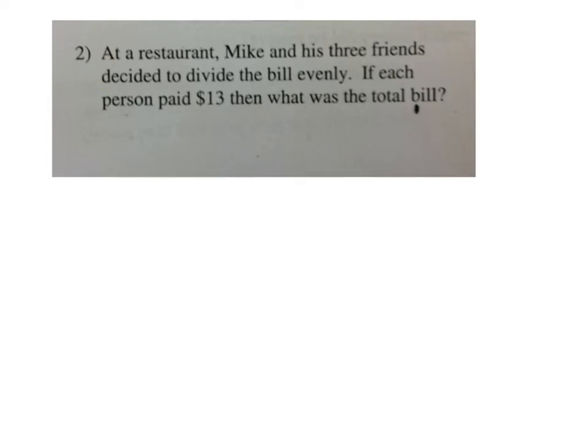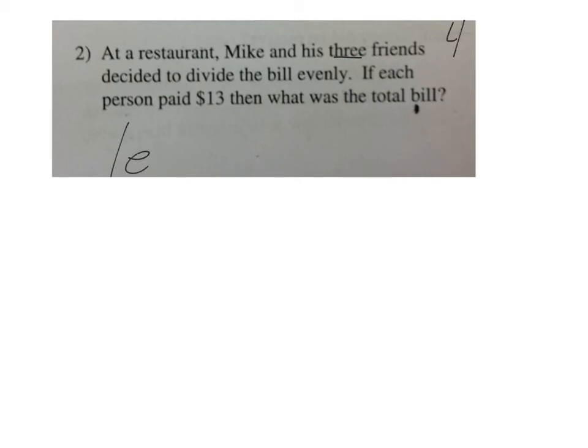This next part is probably something that many of you could just do if I said, hey, solve this problem here. But I want you to solve it by writing an algebraic equation. At a restaurant, Mike and his 3 friends decided to divide the bill evenly. If each person paid $13, then what was the total bill? So you have Mike and 3 friends, so the 3 isn't really the number, it's Mike and 3 friends, so it's really 4 people.